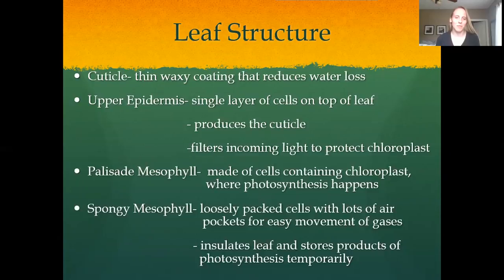Underneath the palisade mesophyll, we have the spongy mesophyll. It's called spongy because there's a lot of gaps and holes in it. The cells are very loosely packed together. And the point of that is that all of those air pockets allow gases to move into and out of the leaf very easily. So the palisade mesophyll is where photosynthesis is happening.